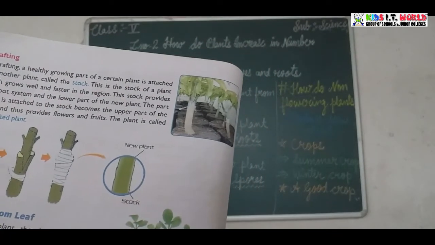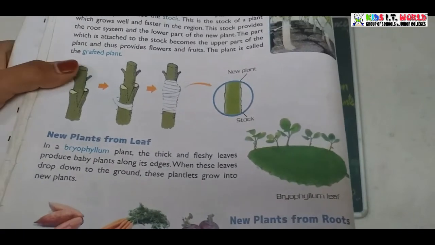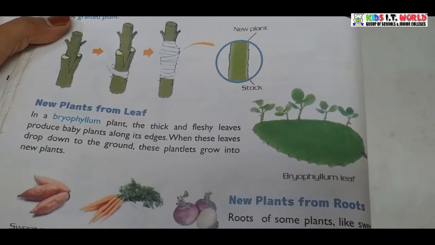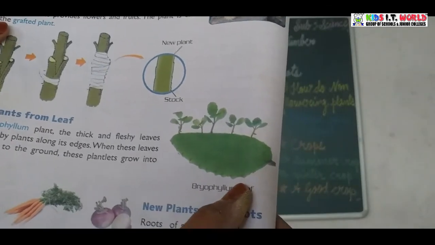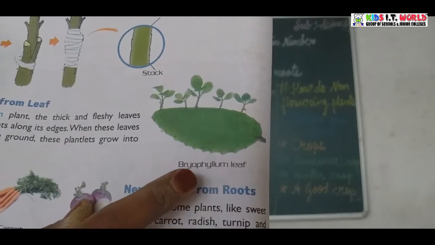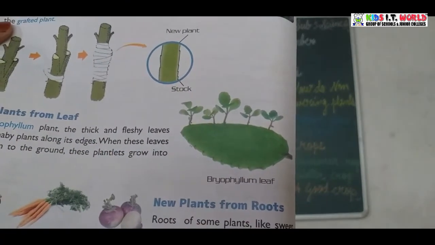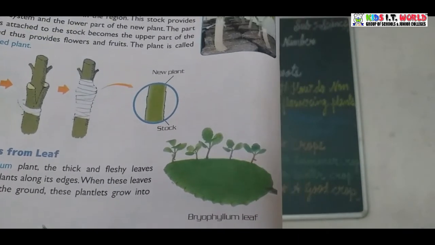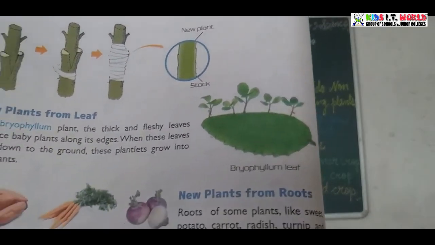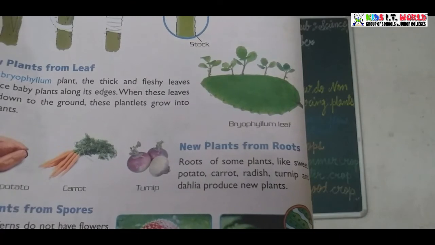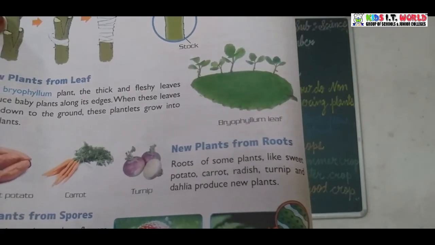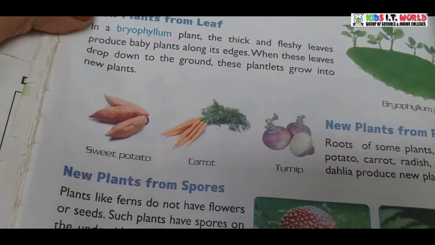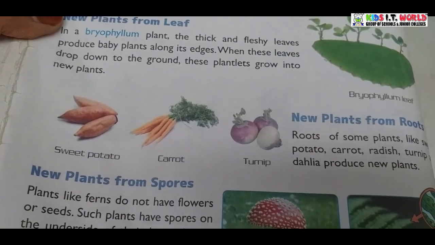Next, new plant from leaf. See here. In a bryophyllum plant, the thick and fleshy leaves produce baby plants along their edges. This plant also we can grow at home, the bryophyllum leaf. When these leaves drop down to the ground, the plantlet grows into a new plant. Then next, new plants from roots. Roots of some plants like sweet potato, carrot, radish, turnip and dahlia produce new plants. See the picture of sweet potato, carrot and turnip.